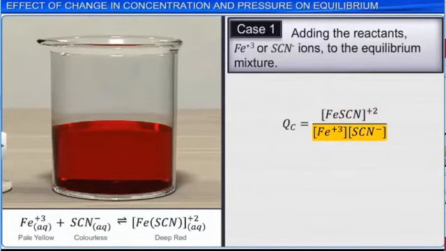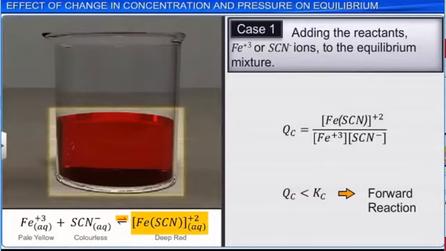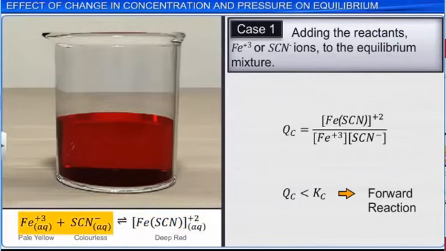On the addition of Fe³⁺ or SCN⁻ ions to the equilibrium mixture, the denominator value in the expression for reaction quotient increases. This results in a decrease in the value of the reaction quotient. Now, the value of Qc becomes less than Kc. You have already studied that when Qc is less than Kc, the reaction proceeds in the direction of formation of products. That means the reaction proceeds towards the formation of FeSCN²⁺ ions. This is the reason why the solution becomes dark on the addition of more Fe³⁺ or SCN⁻ ions. Hence, in general, we can say that increasing the concentration of any one of the reactants always favors the forward reaction.